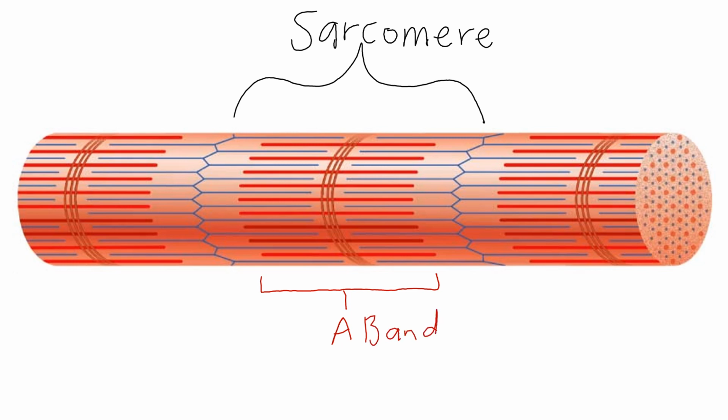Now, in the A band, we talked about both the M line and the H zone. So the M line is kind of this area right here, these lines. This is M. Okay, and then the H zone is kind of this area right here. So the M is inside of the H.